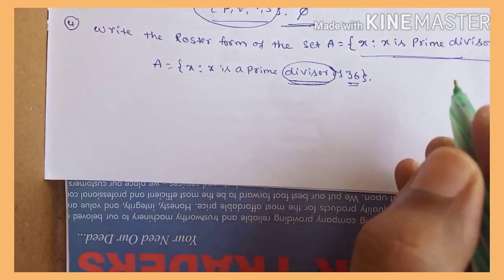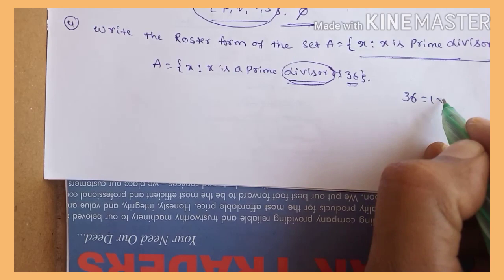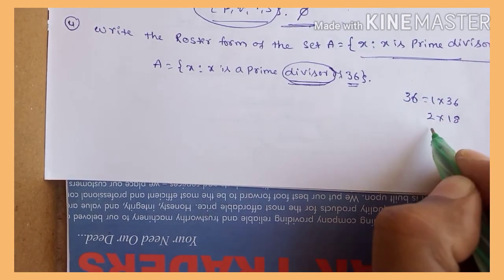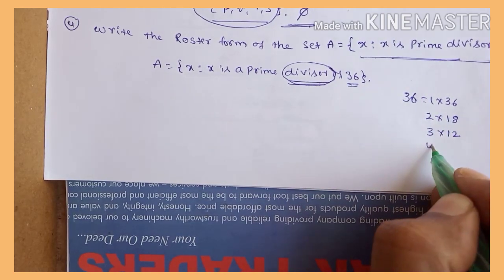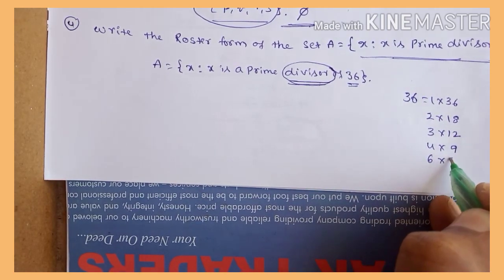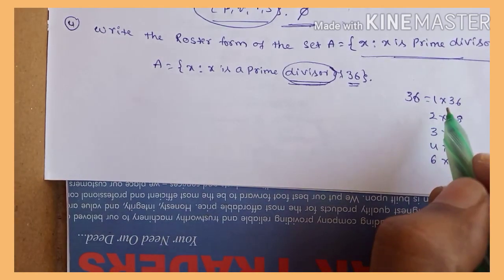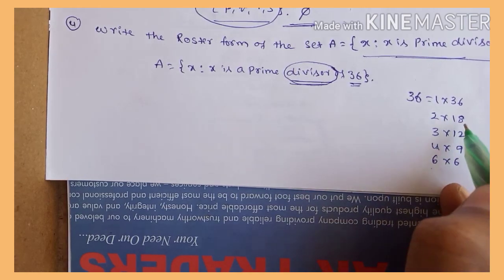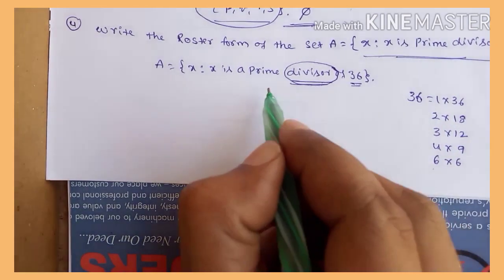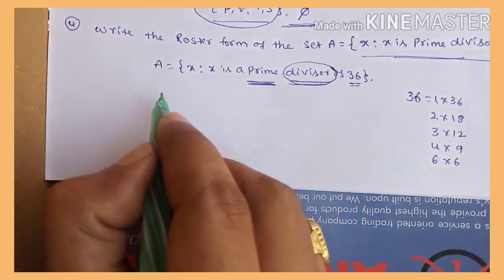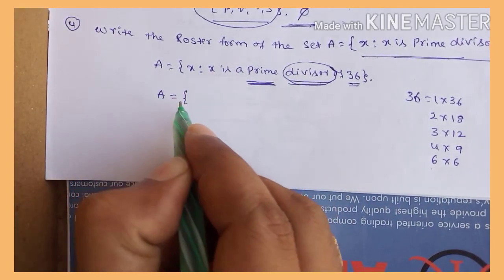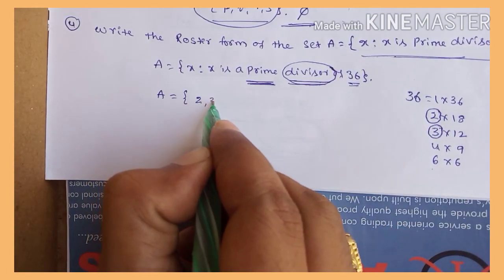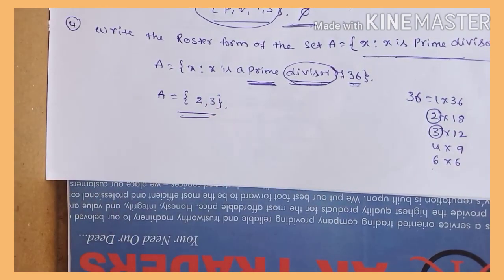For which number? 36. 36 is equal to 1 times 36, 2 times 18, 3 times 12, 4 times 9, 6 times 6. These are all the factors. 1 is a factor, and 2, 3, 4, 6, 9, 12, 18, 36 are all factors, but here we are asked to find prime factors. What are the prime numbers? 2 is a prime, 3 is a prime. So A is equal to {2, 3}.